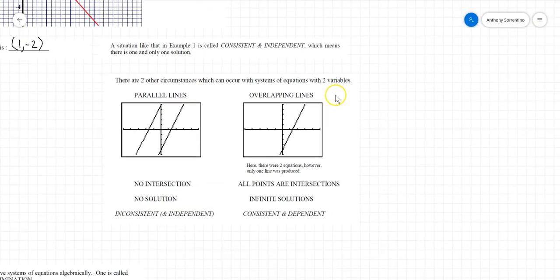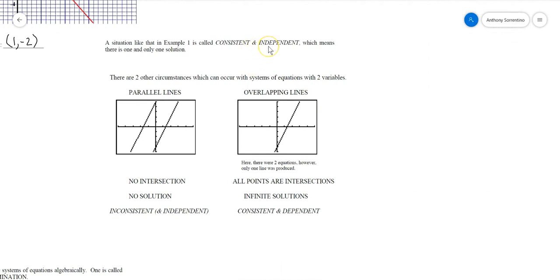A situation like the example we just did is called consistent and independent. That means I have one and only one solution. Lines often will intersect at one spot, but they also could do two other things. I could have the lines be parallel, which means they would never intersect, which means there's no solution, and we would call that inconsistent and independent. Now, I can see that graphically really easily. The question is, how would I see this algebraically? We'll look at that momentarily.